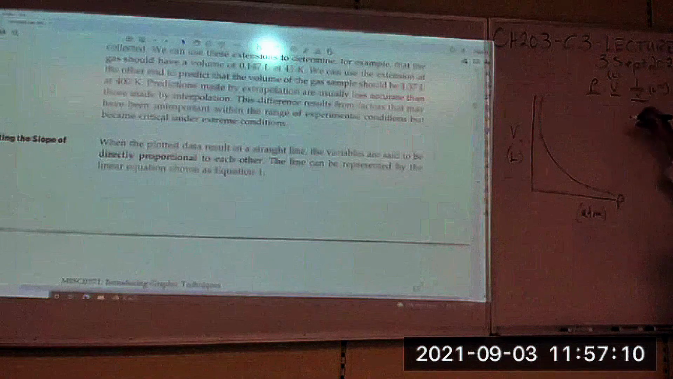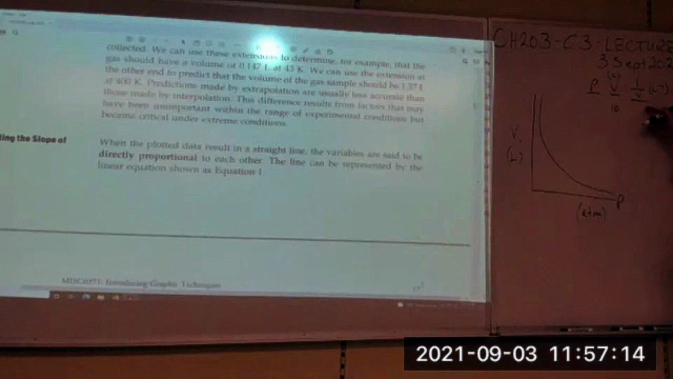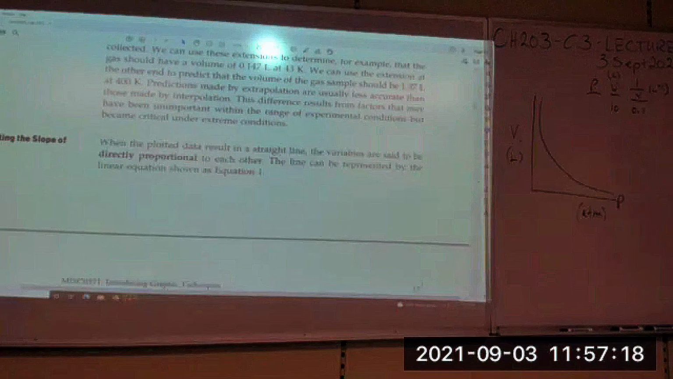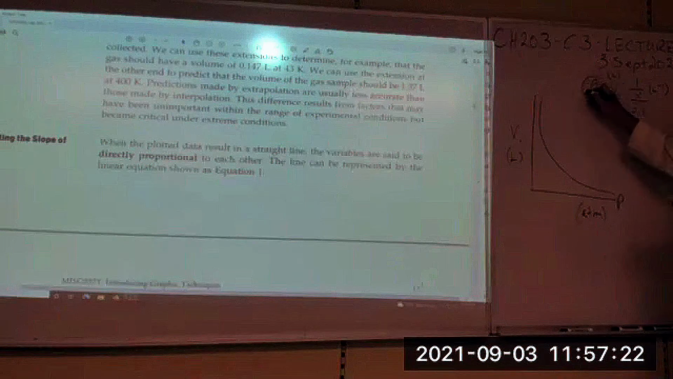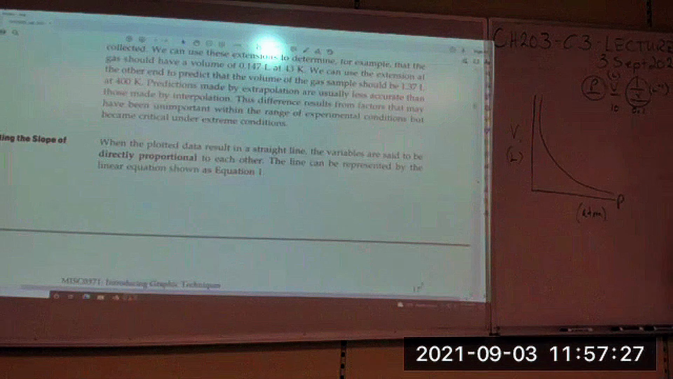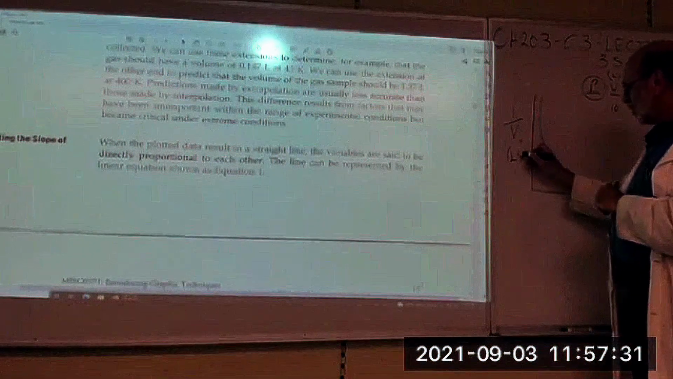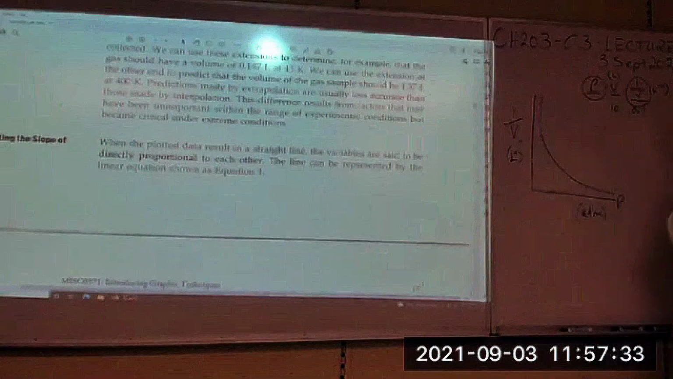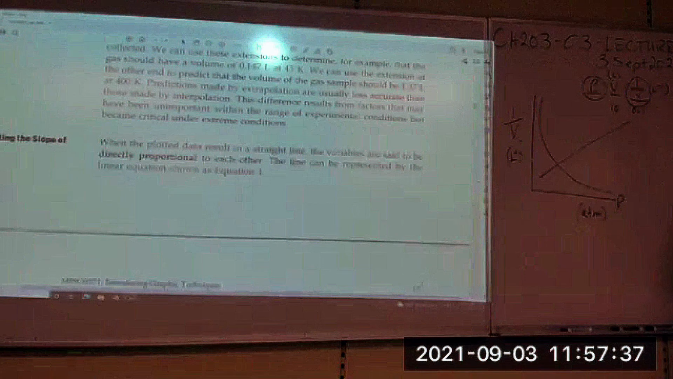So if this one were 10 liters, what would this be? 1/10, right? 1 divided by 10. And you just do that all the way down. Then you plot pressure against 1 over volume. So now we've got 1 over volume, the -1. When you plot those values, you get a straight line.